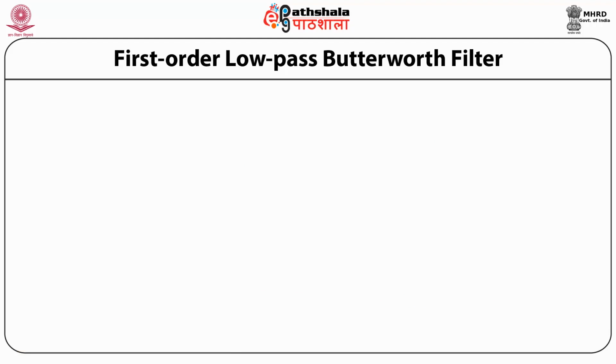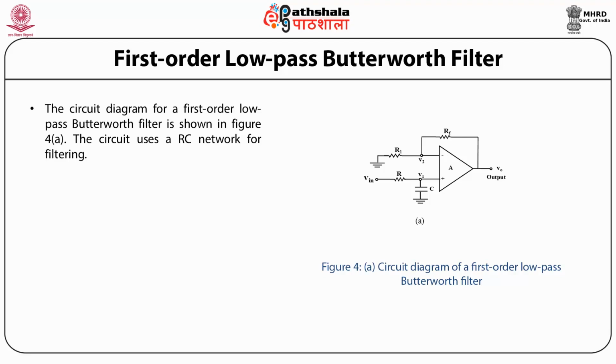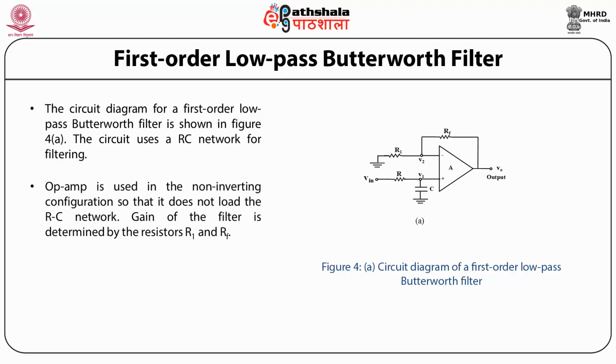Let us discuss the first order low pass Butterworth filter in detail. The circuit diagram for a first order low pass Butterworth filter is shown in the figure. The circuit uses an RC network for filtering. The op-amp is used in the non-inverting configuration so that it does not load the RC network. The gain of the filter is determined by the resistors R1 and RF.